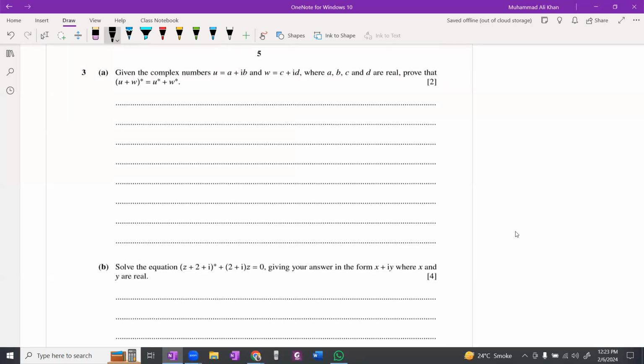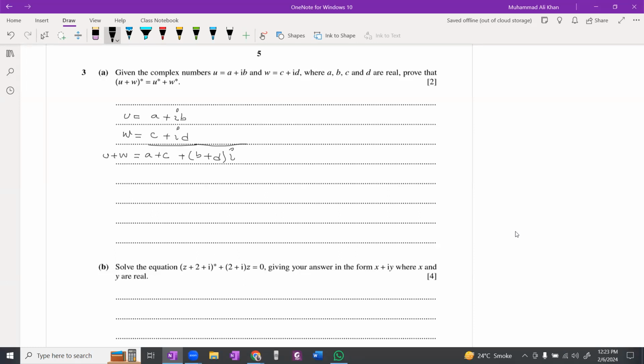Prove that u plus w conjugate equals u conjugate plus w conjugate. So first, what is u? A plus iota b. What is w? C plus iota d. Add both of them. So u plus w will be a plus c and b iota plus d iota. So it will be b plus d iota. This is u plus w.